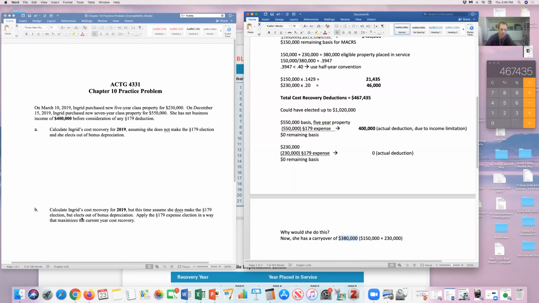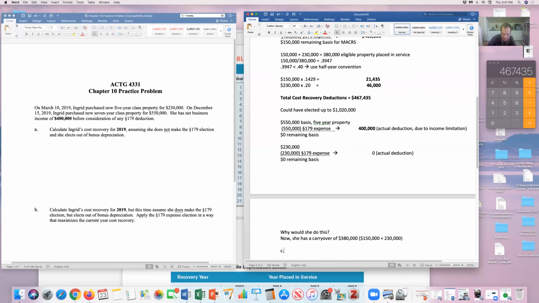Even though the best answer, according to how we phrase the question, would be our first option. But remember, it's tricky where you're reducing the basis by more than you actually deduct. That's a tricky thing that could happen under section 179. So we're trying to cover a lot of the tricky things that happen in chapter 10.